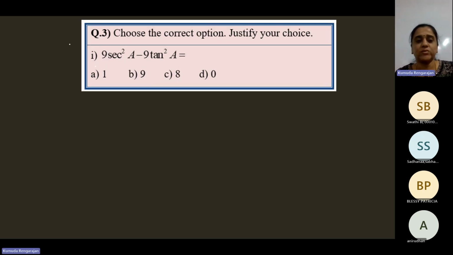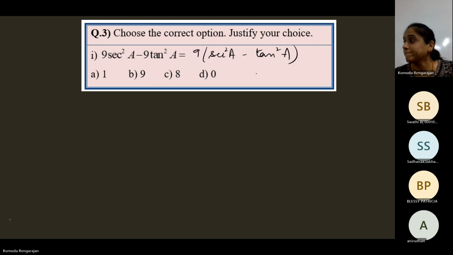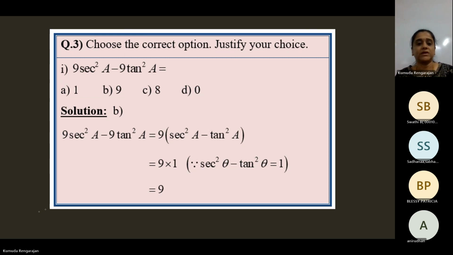So question number 3, the first one. Choose the option. 9 secant square A minus 9 tan square A is equal to. So you can take out 9 common, right? You can take out 9 common. So you'll get secant square A minus tan square A. So what's the answer? 9. 9 into 1, 9. Why? Because 9 into secant square A minus tan square A is 1. So 9 into 1, 9. This is the option. Yeah, right on.